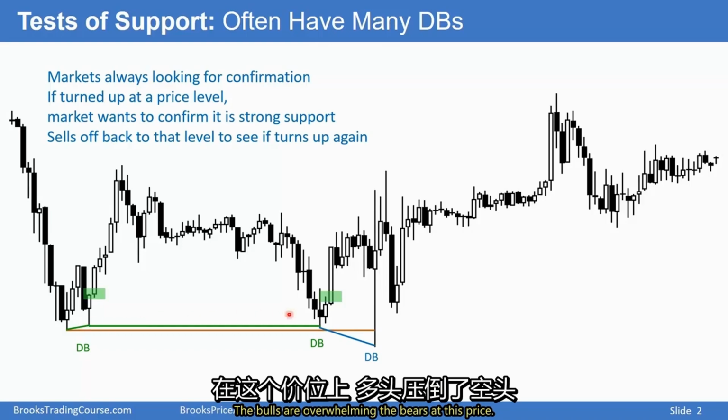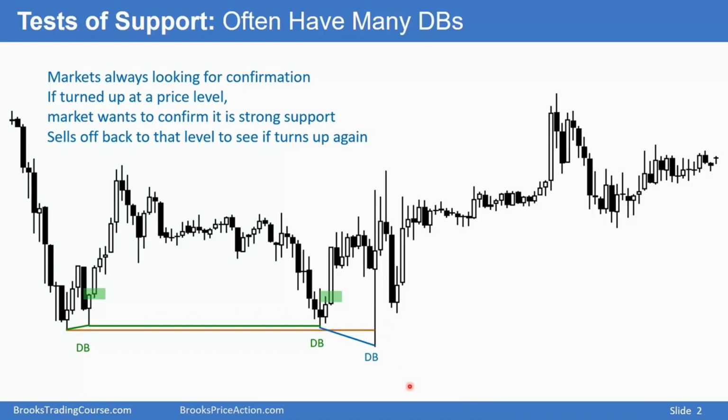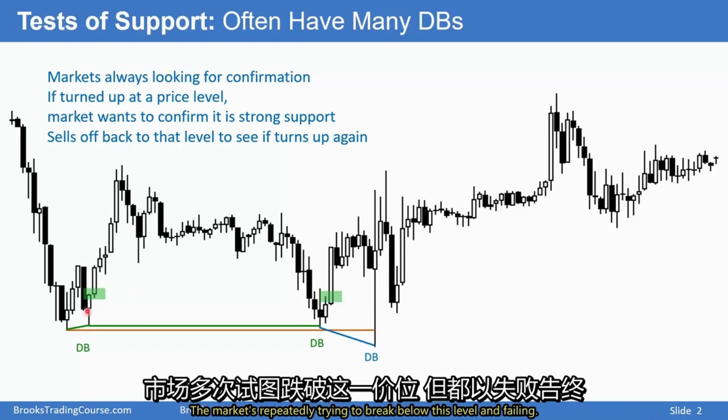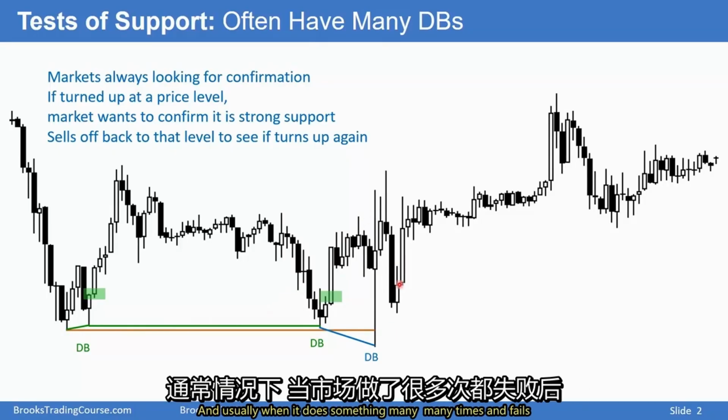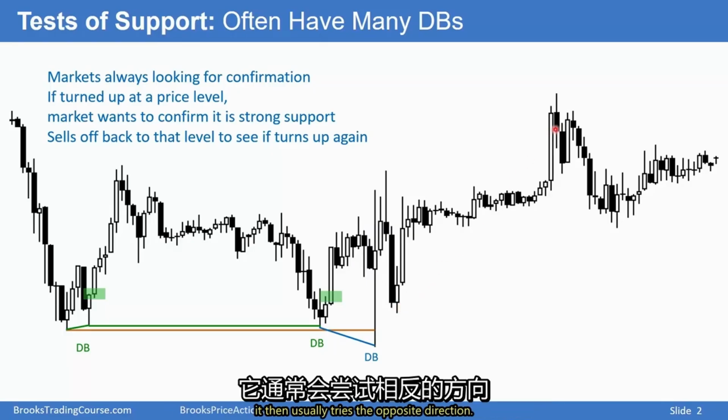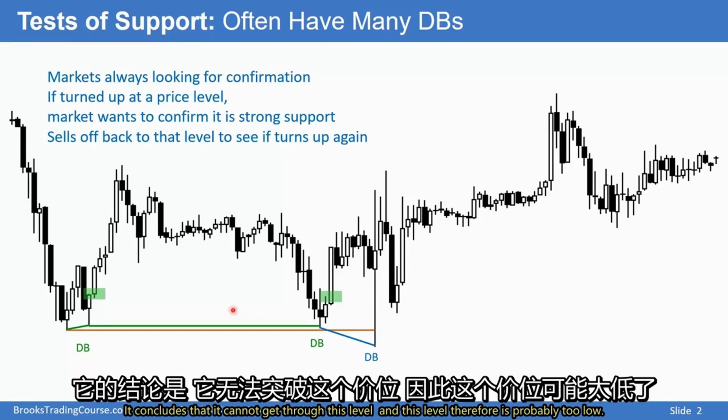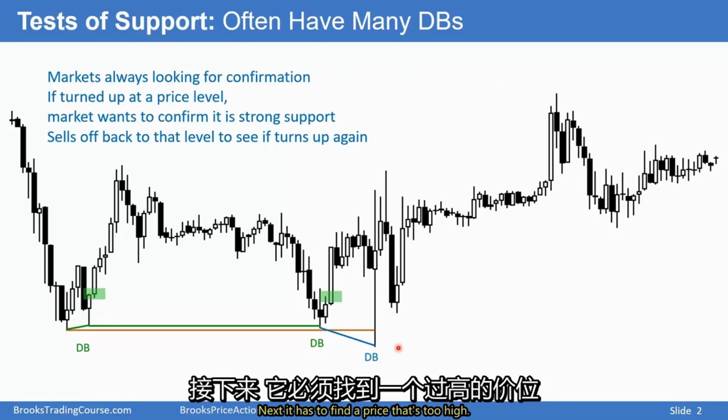The bulls are overwhelming the bears at this price. The market's repeatedly trying to break below this level and failing. And usually when it does something many, many times and fails, it then usually tries the opposite direction. It concludes that it cannot get through this level, and this level therefore is probably too low. Next, it has to find a price that's too high.